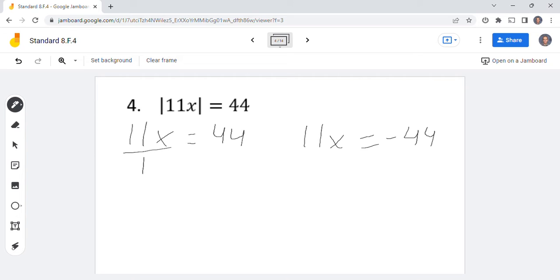We're going to divide by 11 to get rid of that on this side. We get x equals 4. Divide by 11 on this one as well, and we get x equals negative 4. Since both of those solutions work, we're going to give it an OR. Either one of those would work.